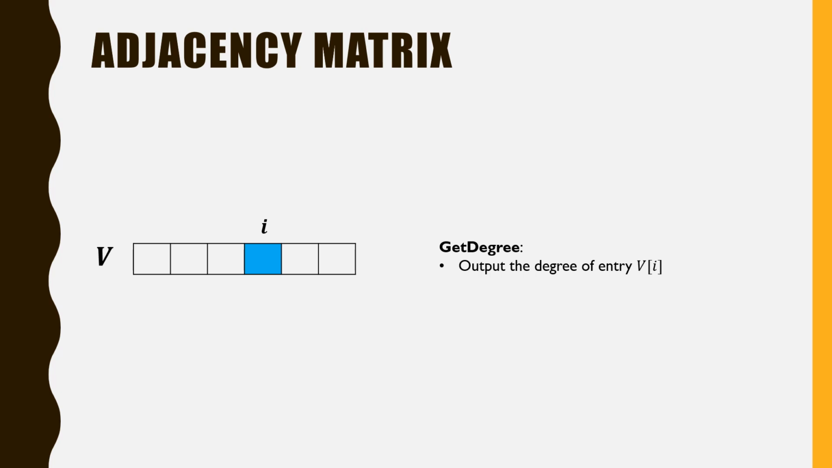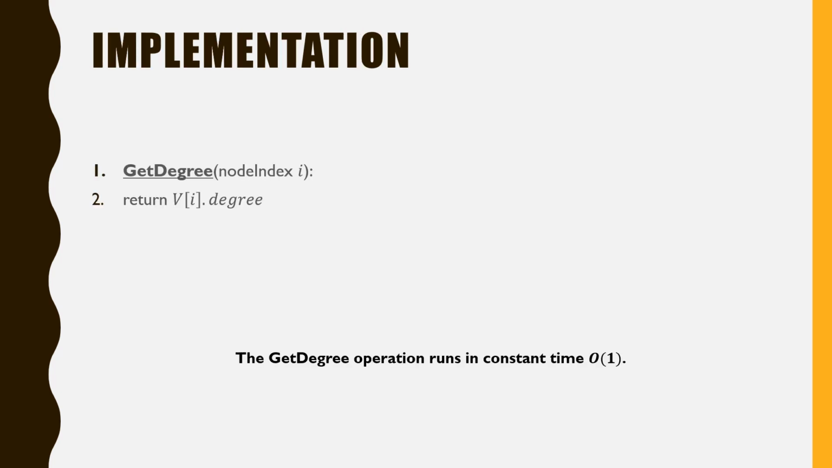Finally, we have the getDegree operation, which retrieves the degree of node i. Since the degrees of nodes are tracked, the operation simply returns the value stored in entry vi. Here is the pseudocode for the getDegree operation, which takes the index of a node as input and retrieves its degree. Since the degree is precomputed and stored, the operation simply returns the value directly, running in constant time, O(1).